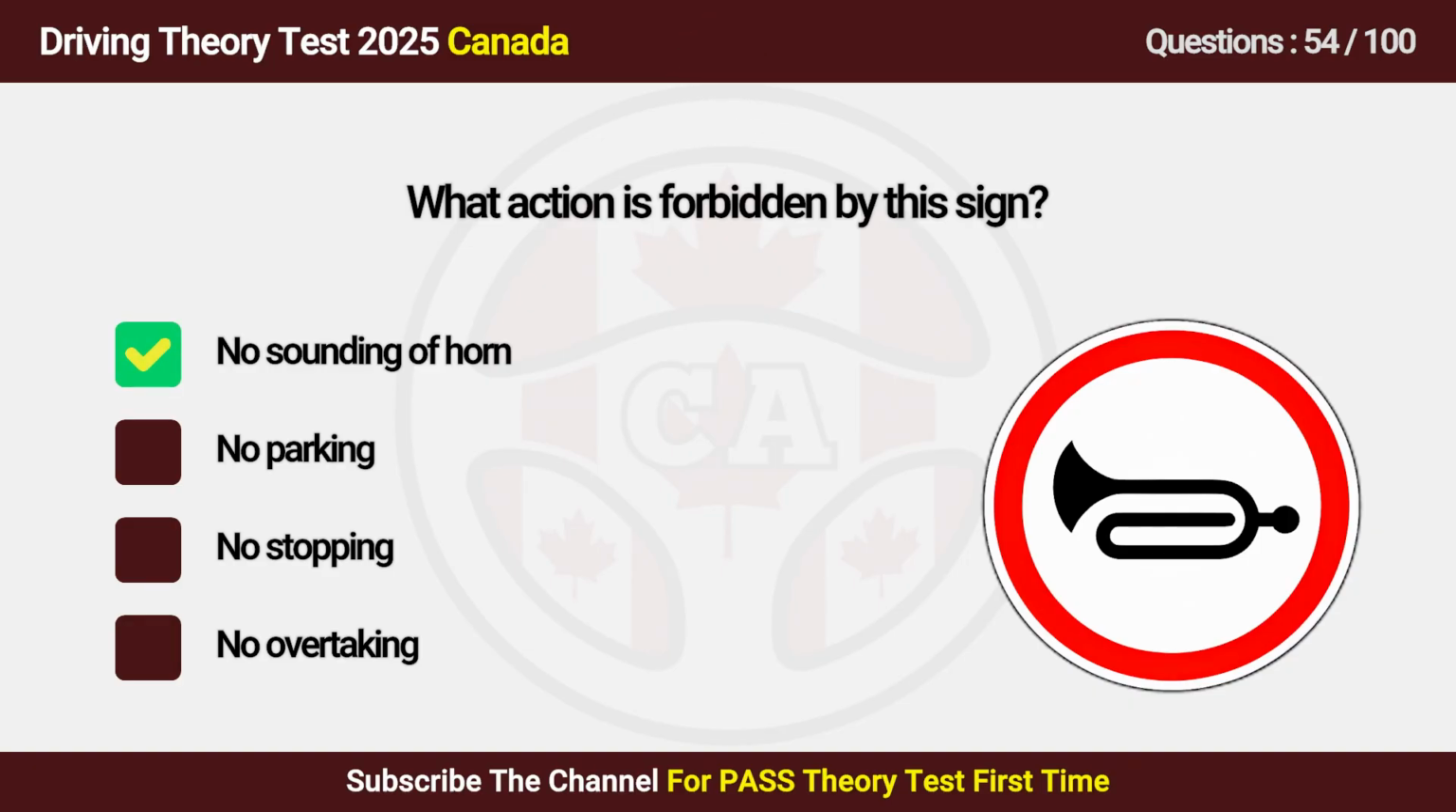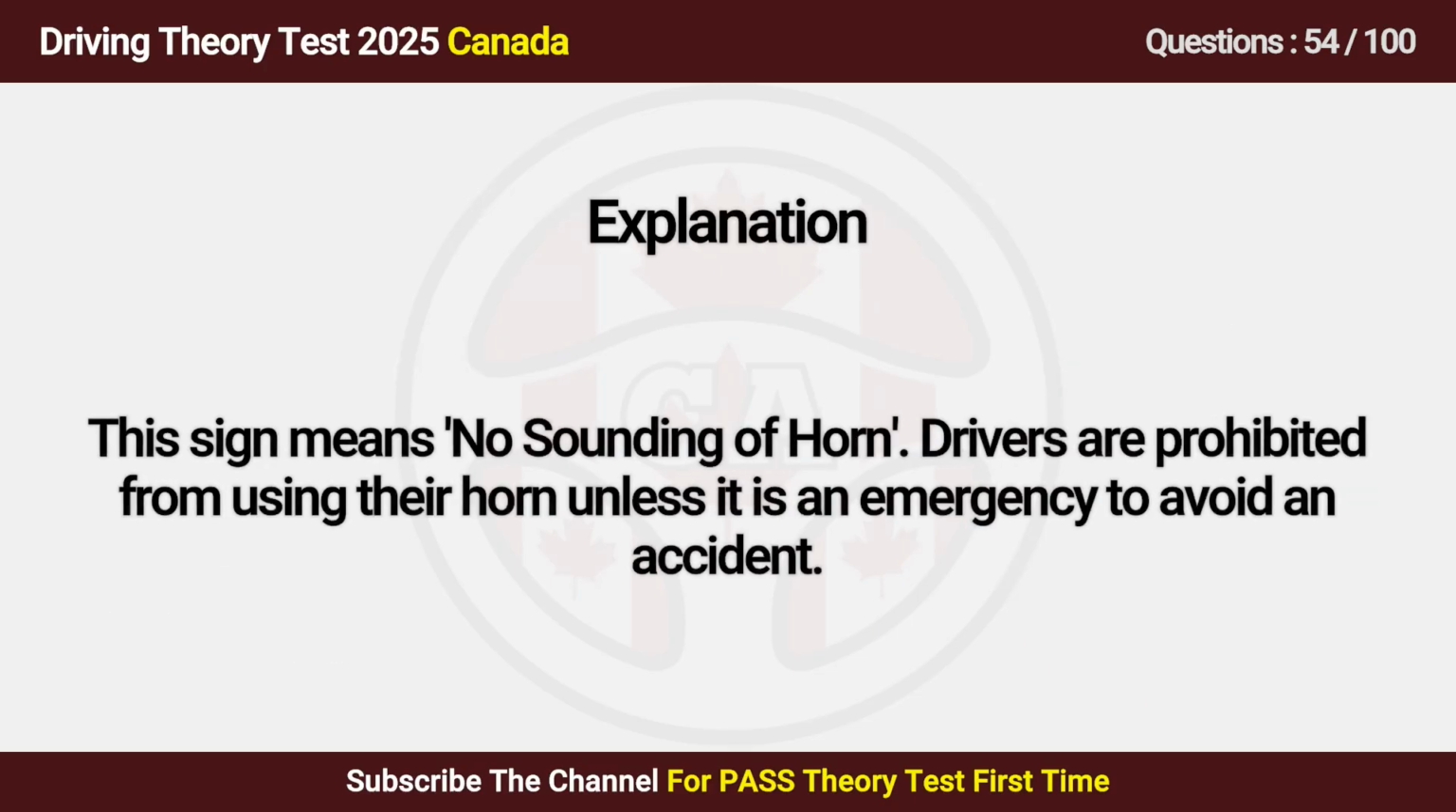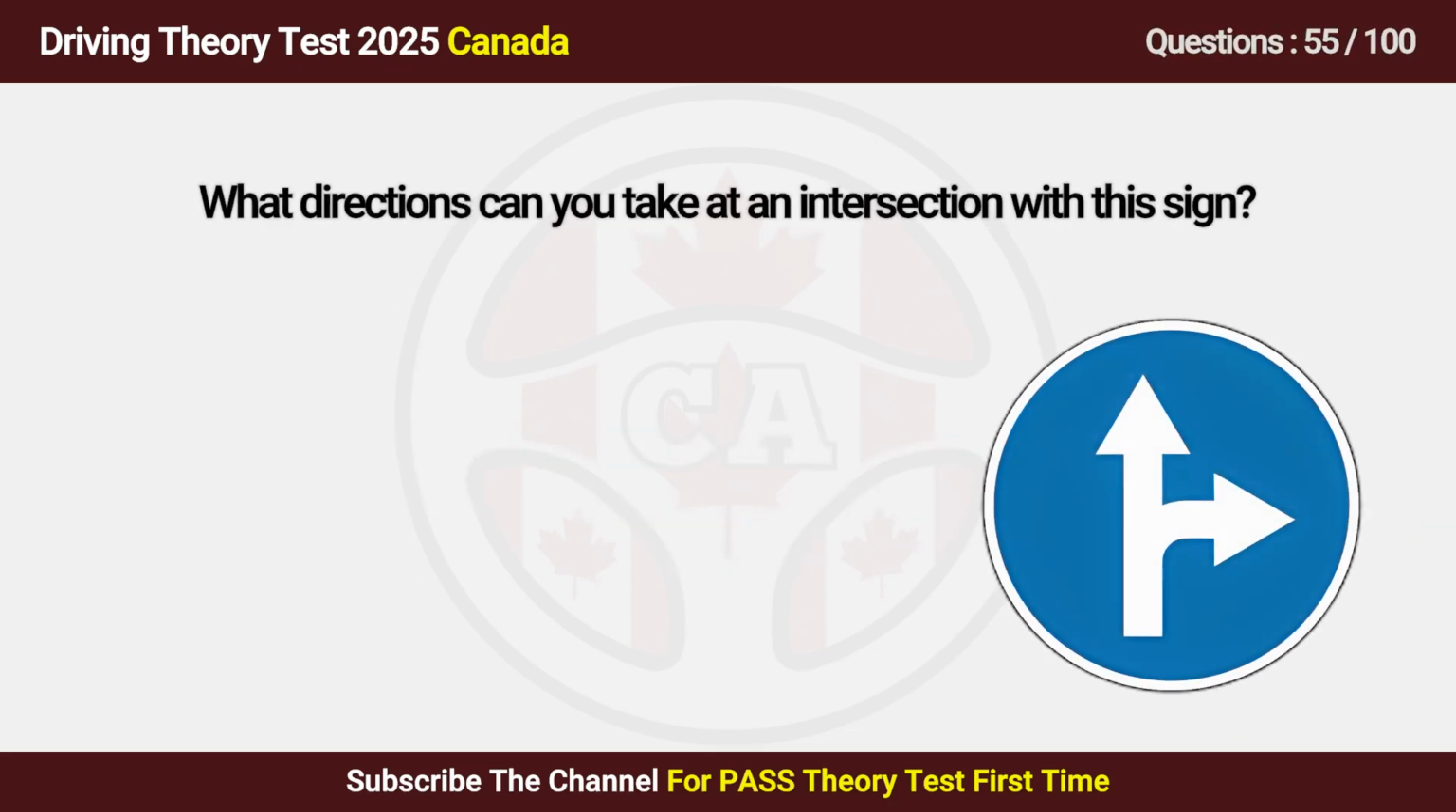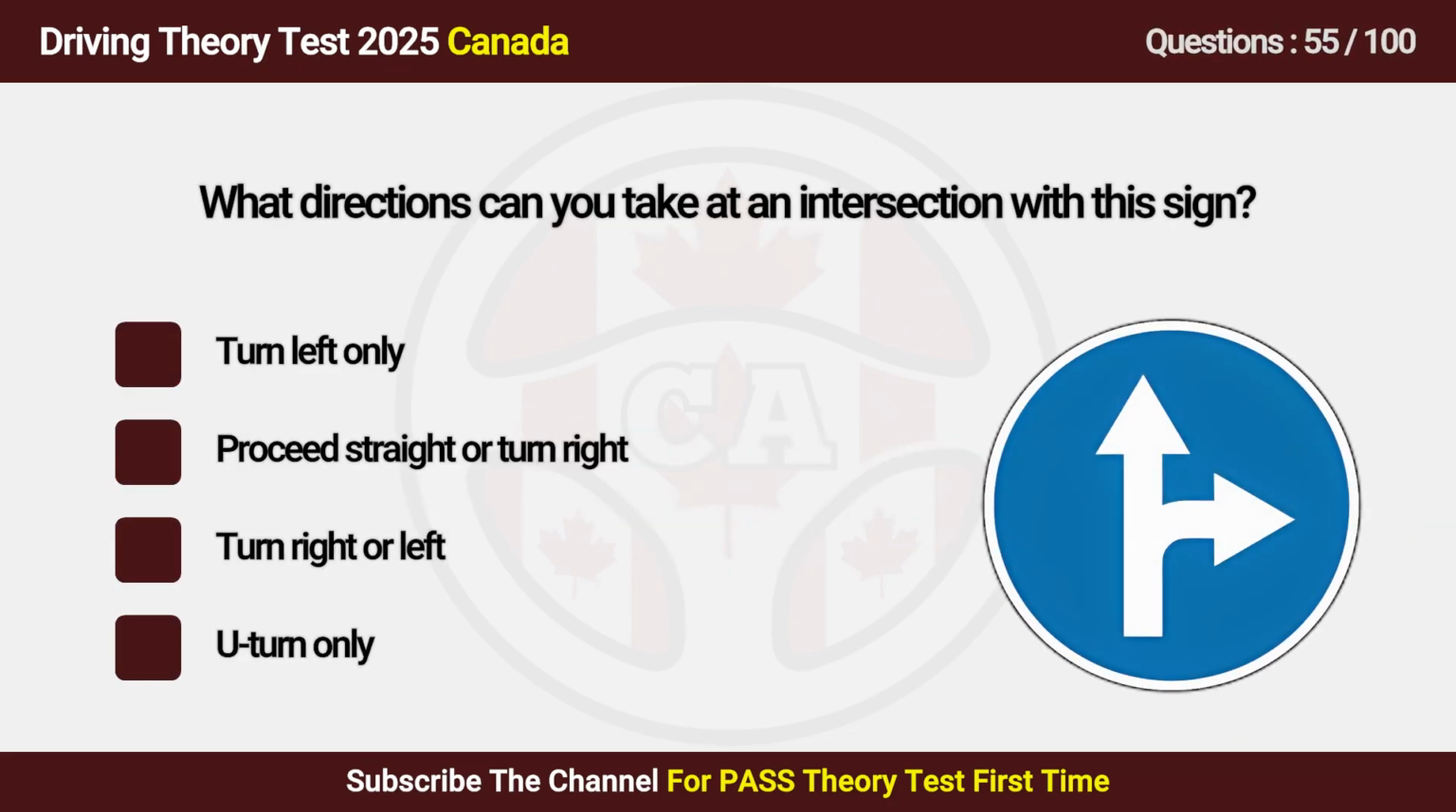Answer is A, no sounding of horn. This sign means no sounding of horn. Drivers are prohibited from using their horn unless it is an emergency to avoid an accident. Question 55. What directions can you take at an intersection with this sign?